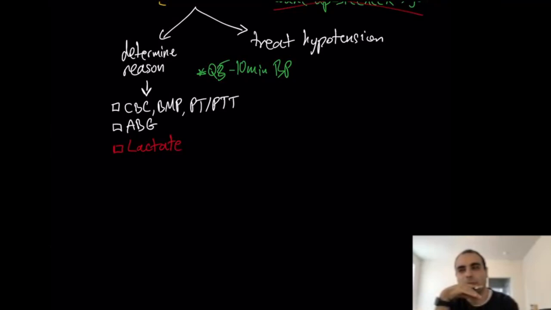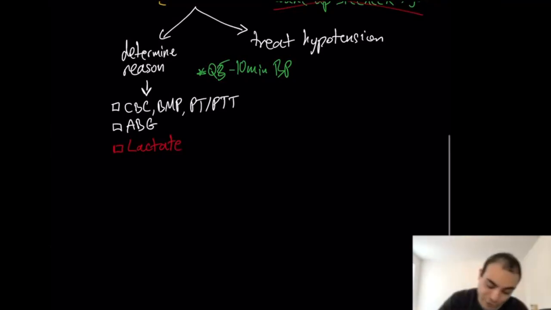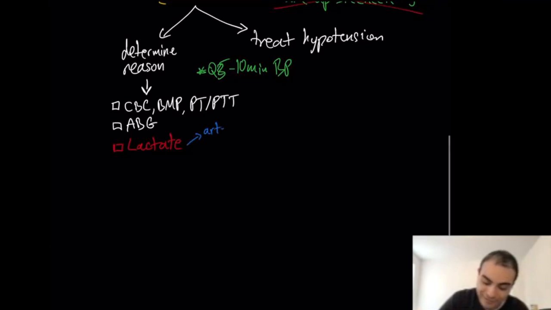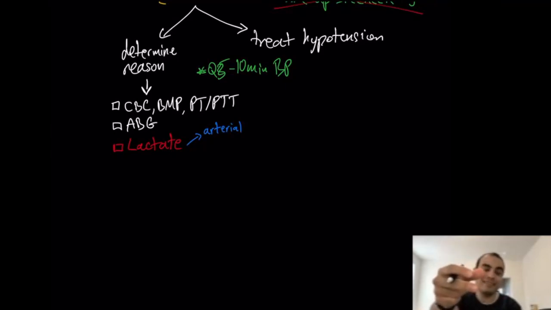Maybe take the blood from the same sample as the ABGs. So what are you trying to say? You're trying to say take it arterial, right? Arterial, yeah. So you can take an arterial lactic. That's definitely better. But again, arterial lactic, if you keep it sitting outside, it's going to start developing lactate.